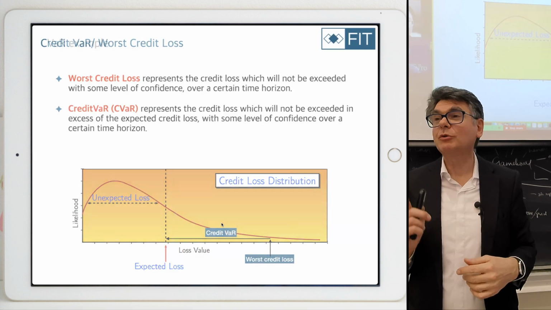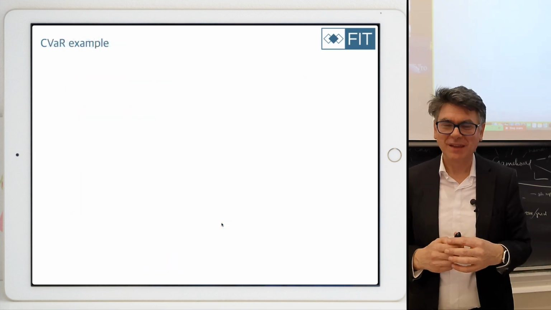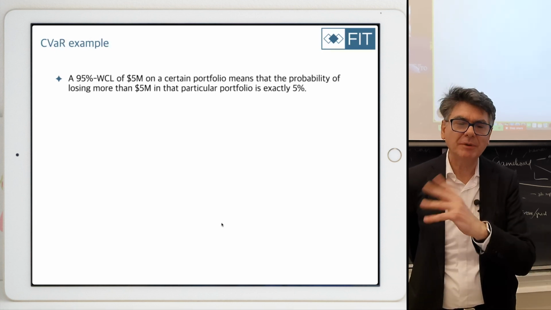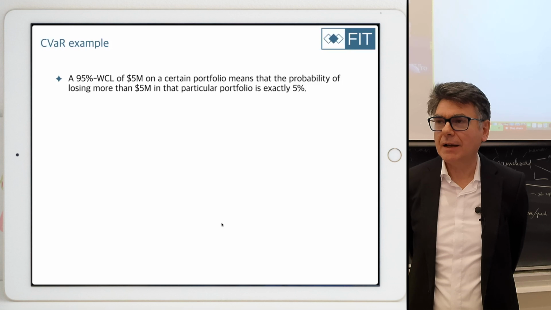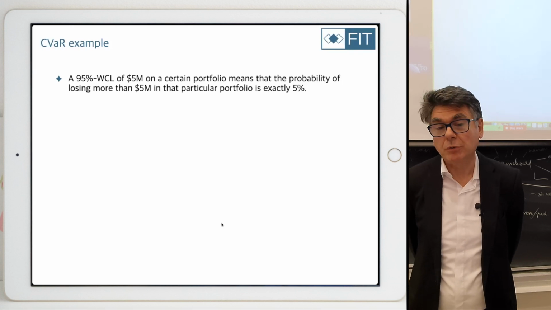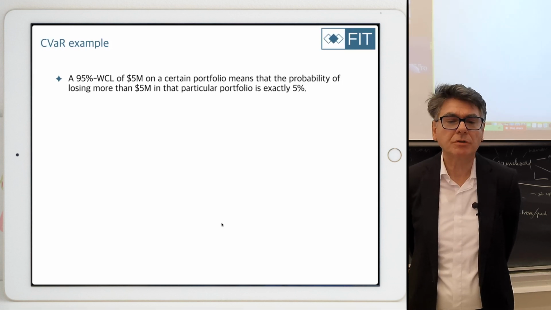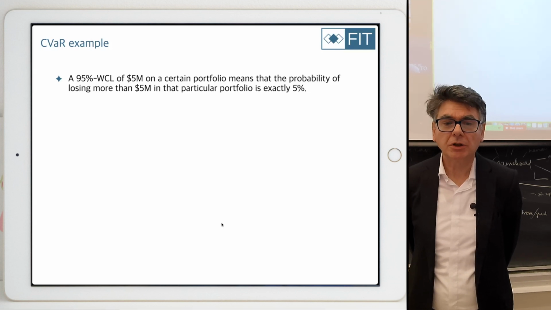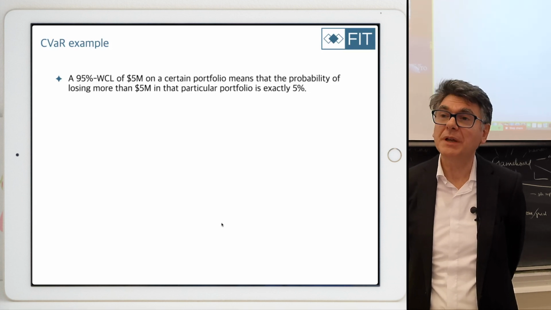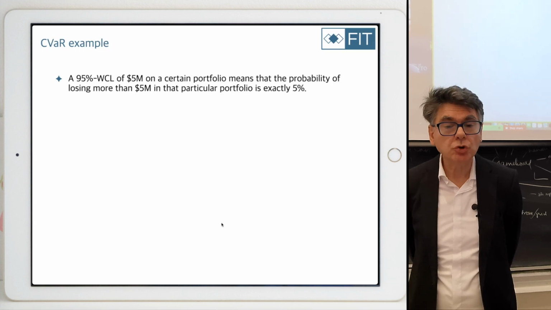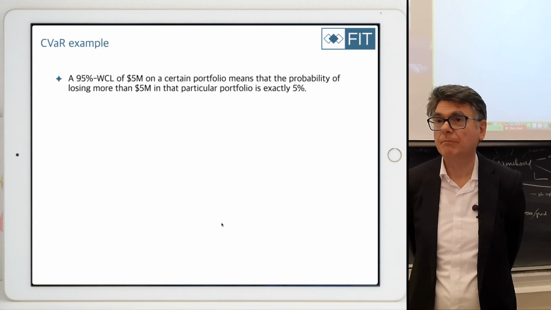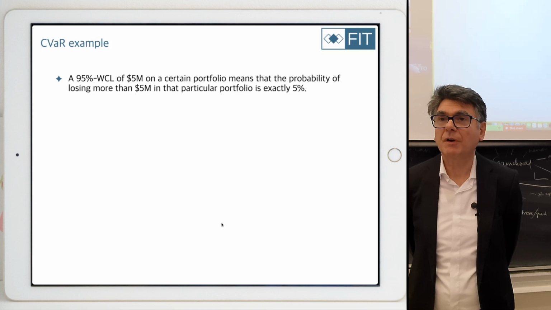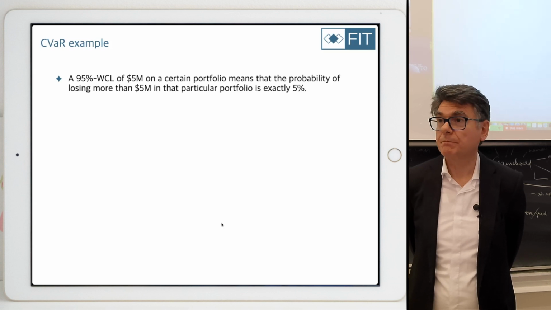We're going to do a trade today. And in that trade, I think you're going to understand that very well. Let me give you a very simple, well, it's not an example. The example is coming later. But this is just the definition with numbers. So when I say that the 95% worst credit loss of a certain portfolio is $5 million, it means that the probability that I lose more than $5 million is 5%. That's what it means. That's the definition of the quantile in English.